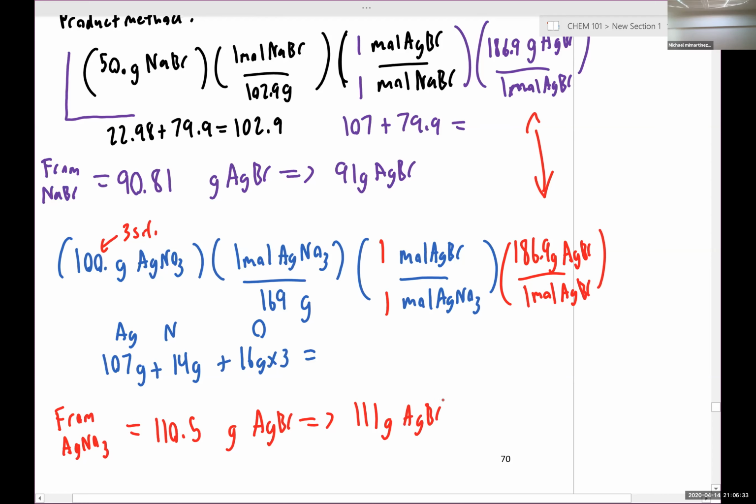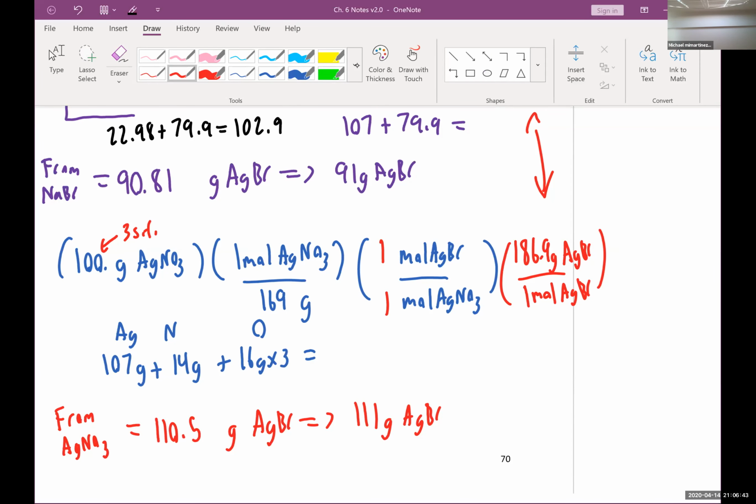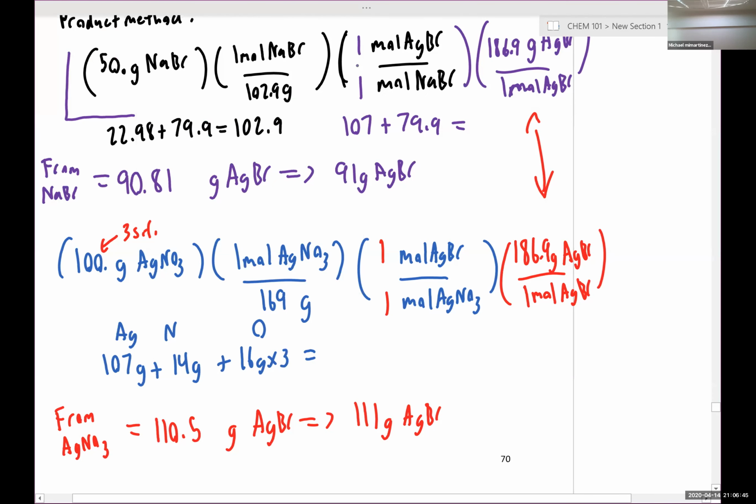Okay, now let's compare. Which of my two reactants are limiting? Which reactant makes the least amount of product? Sodium bromide or silver nitrate? Sodium bromide, exactly right. So sodium bromide is limiting. So in reality, we only make 91 grams of silver bromide.